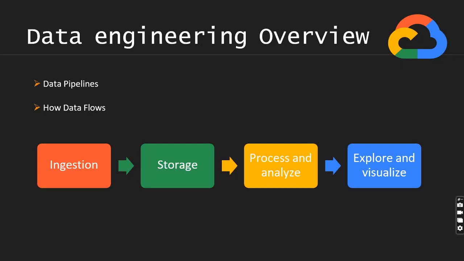Whenever this much data is generated, it has to be ingested somewhere, which means someone has to collect that data. Once it is ingested and collected, it is stored, which means it is kept in some place. Which place? We do not want to look at the storage services offered by GCP right now.